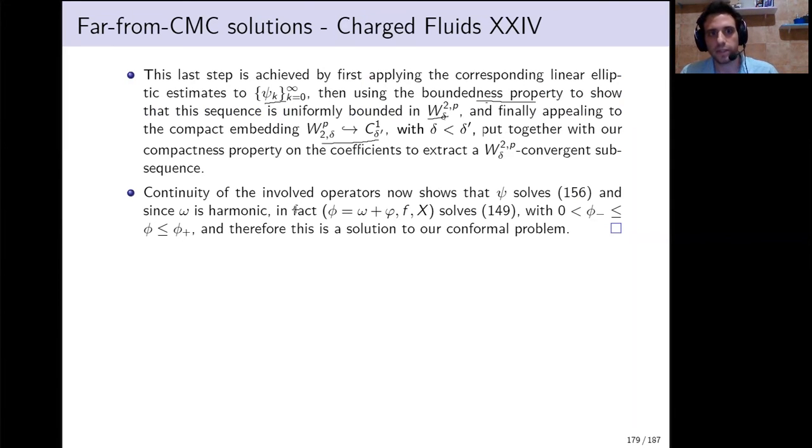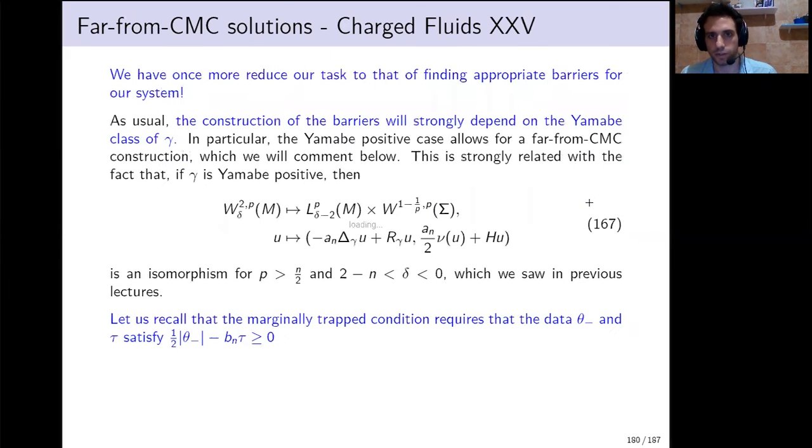Once we have this, we appeal to the continuity of the operators involved in our system in order to show that the limit of this convergent subsequence actually solves our problem. And since our conformal factor is bounded below by our strong global subsolution, it is positive and we have a solution to the conformal problem. Again, the details can be consulted in the lecture notes.